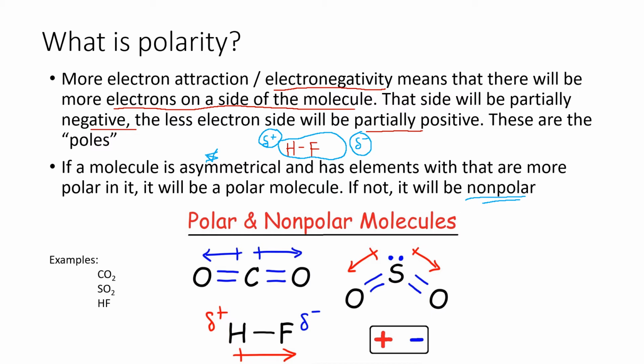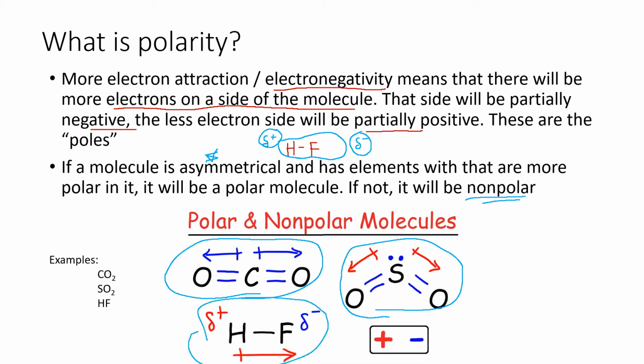So let's look at some examples down here. You'll notice that this CO2 molecule looks very symmetrical, so it's your guess whether it's polar or nonpolar. However, SO2, according to its geometry, is not very symmetrical. So it is probably, I'm thinking, polar. HF, we did talk about this.